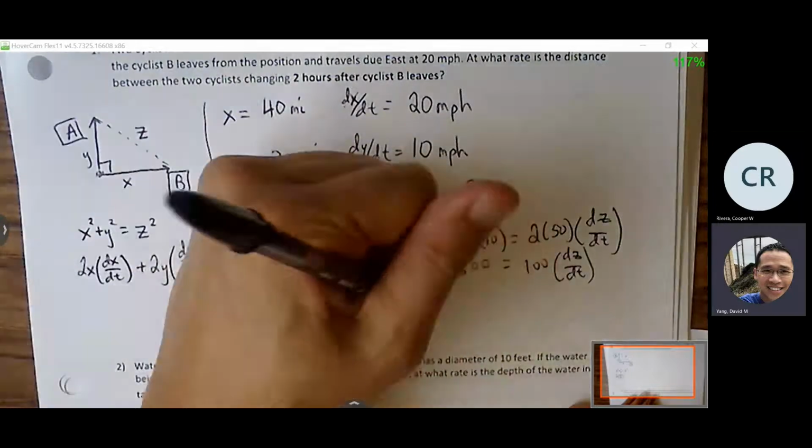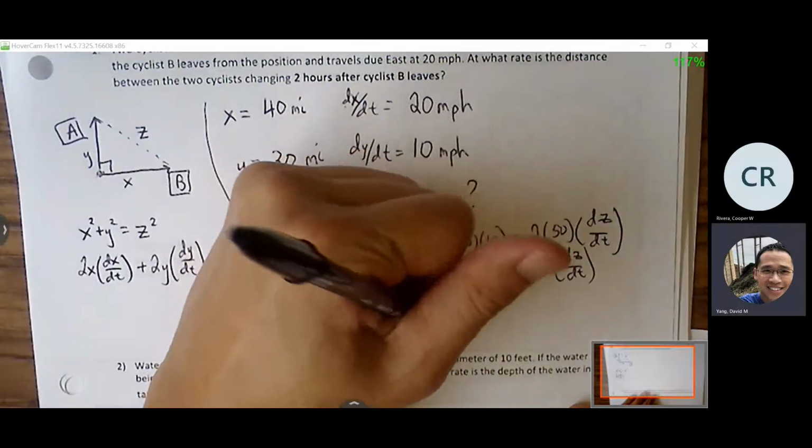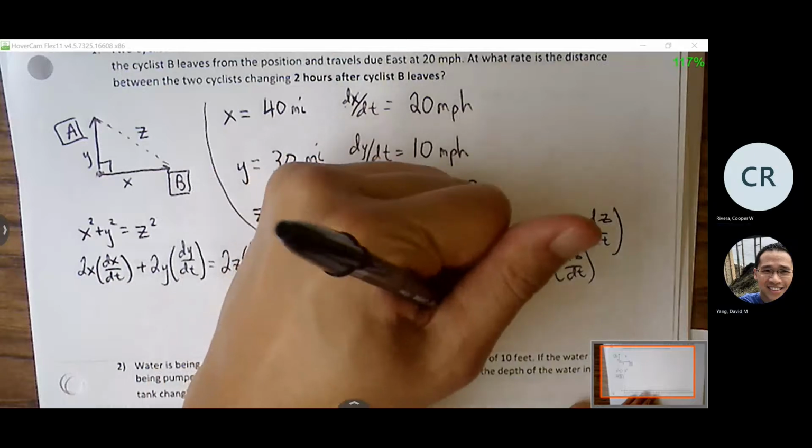2,200 divided by 100. We get a positive rate, just like what we expected.